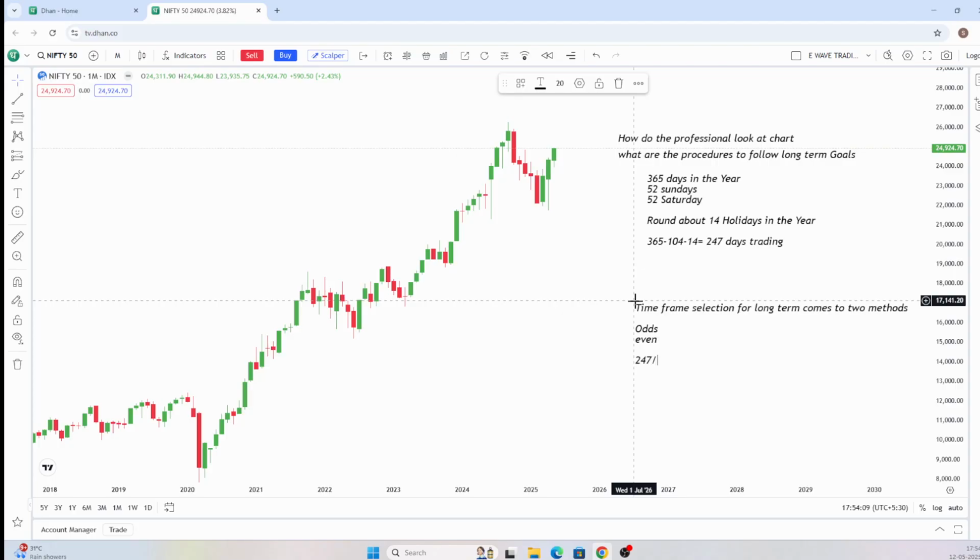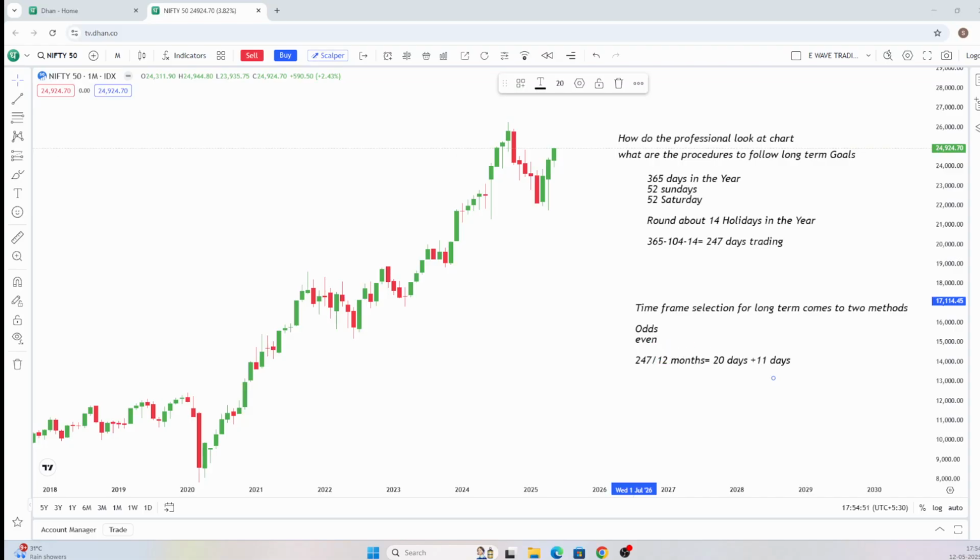247 divided by 12 months will give you a tentative figure of 20 days, plus how many extra trading days? 11 days. 20 days plus 11 days. So we will go for the selection of this. This is called even selection, because the number 12 is an even number.